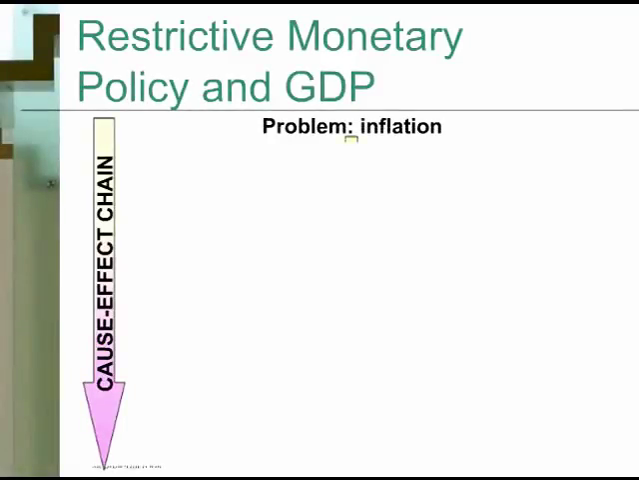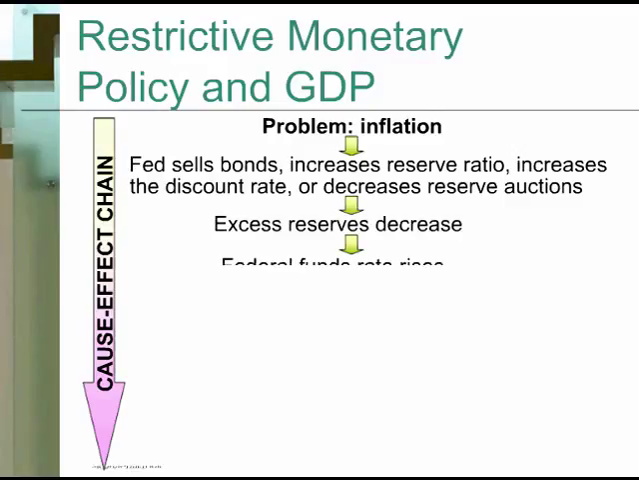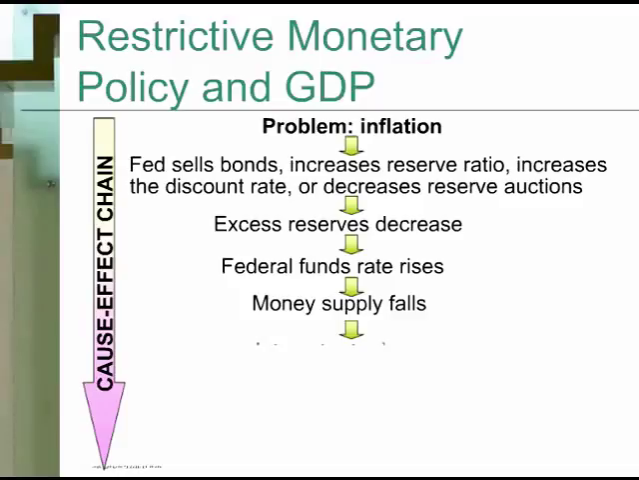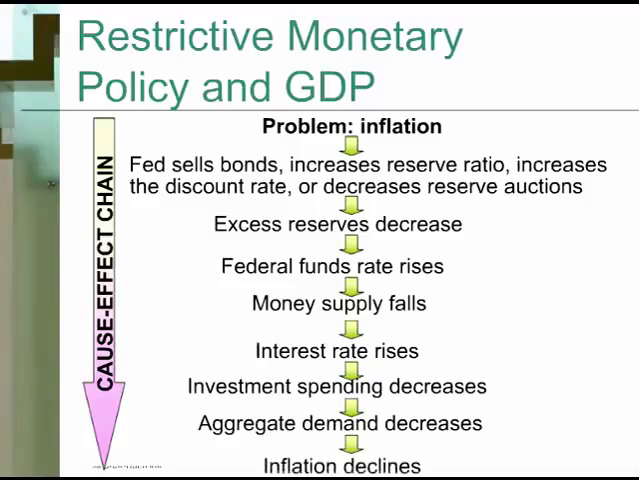Here is how restrictive monetary policy works. Suppose the economy is overheated and inflation is a problem. The Fed sells bonds, increases the reserve ratio, increases the discount rate, or decreases reserve auctions. As a result, excess reserves decrease. The federal funds rate rises, and money supply falls, which makes all interest rates rise. With higher interest rates, investment spending decreases, and so does aggregate demand, leading to a decline in inflation.